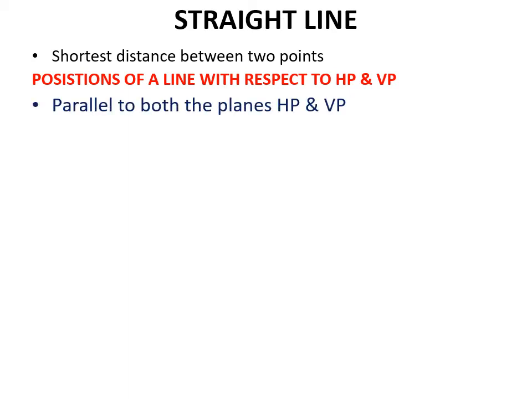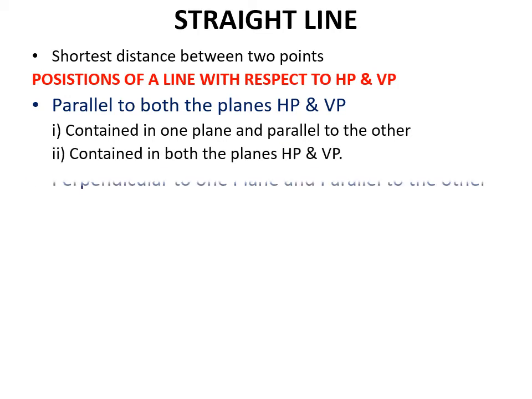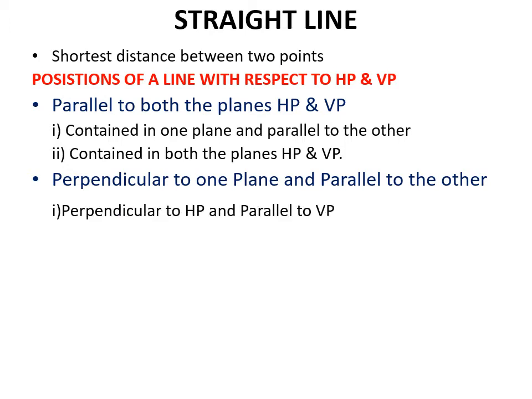Line parallel to both the planes HP and VP, and this further we can subcategorize as contained in one plane and parallel to the other, or contained in both the planes HP and VP. Next one, perpendicular to one plane and parallel to the other: perpendicular to HP and parallel to VP, or perpendicular to VP and parallel to HP.